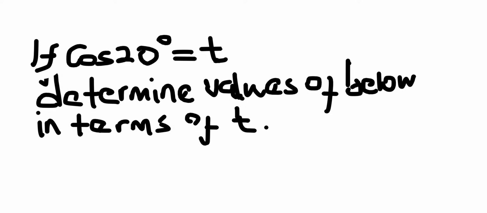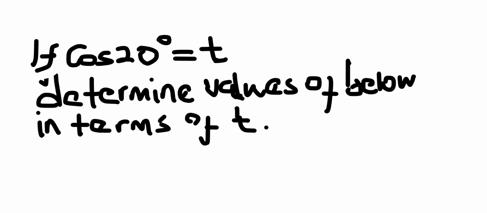Okay, so now I'm going to take you through this type of question where they say: if cos 20 degrees is equal to t, then determine the value or values of the following in terms of t. I've modified that statement to suit the way in which I'm going to do this lesson. If cos 20 degrees is equal to t, then we need to determine the values below in terms of t.